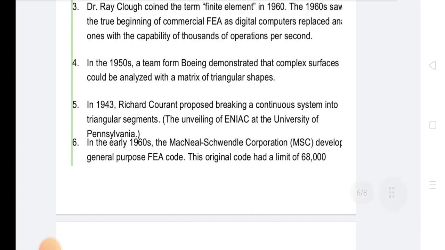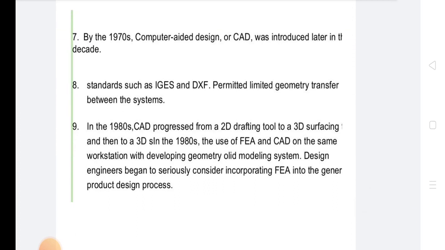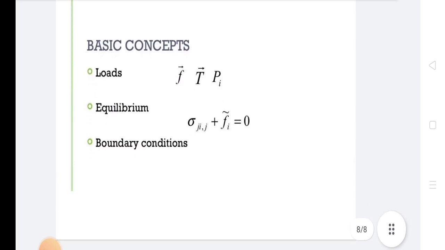In the early 1960s, the MSC general purpose FEA code's original code had a limit of 68,000. By the 1970s, computer-aided design, or CAD, was introduced later in the decade. Then standards such as IGES permitted limited geometry transfer between systems. And in the 1980s, CAD progressed from a 2D drafting tool to 3D surfacing. So these are the basic concepts like loads, equilibrium and boundary conditions.